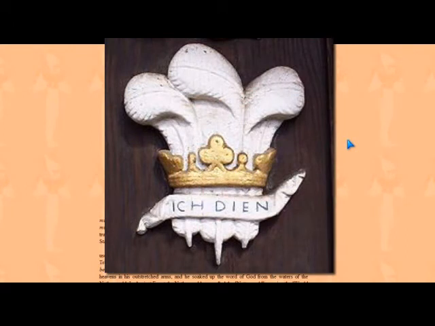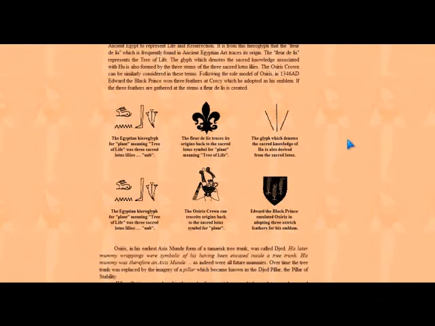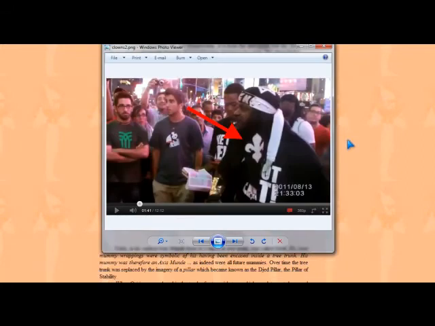Now going on down here, you see Edward the Black Prince emulated Osiris in adopting 3 ostrich feathers for his emblem. So guess what? He emulated Osiris. So Edward the Black Prince was emulating Osiris. And what are they emulating, man? Ancient Egypt, man. They ain't representing Israel. They representing ancient Egypt, man.